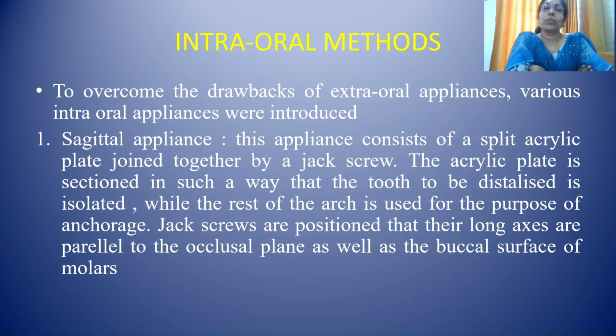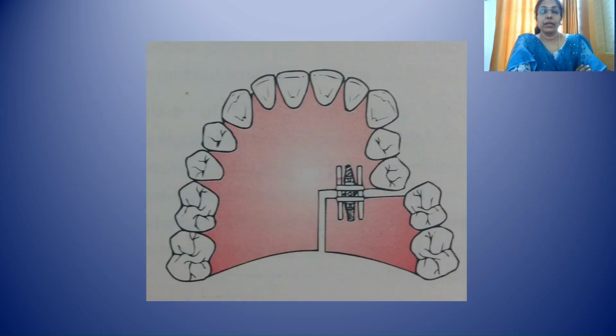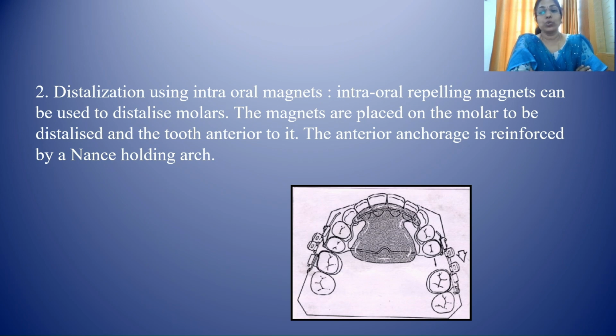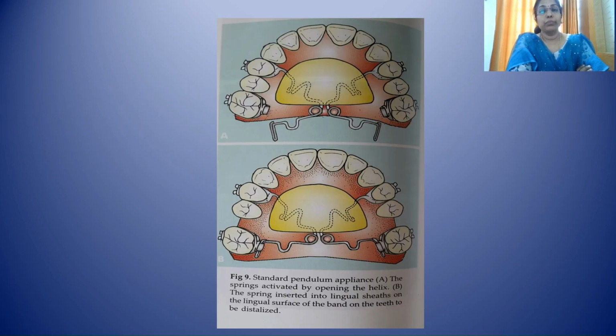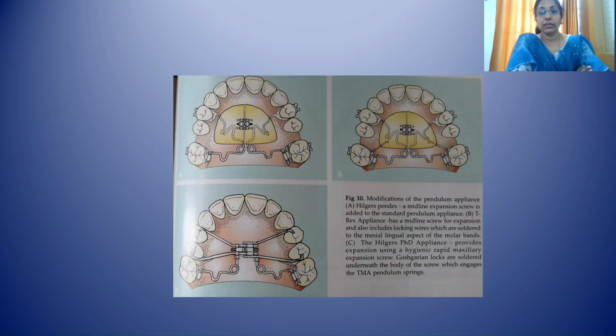Now, what are the intraoral methods of distalization? To overcome the drawbacks of the extraoral appliances, various intraoral appliances were introduced. That is sagittal appliance. Then this is a sagittal appliance used for distalization. Then distalization using oral magnets. Pendulum appliances. Then modifications of pendulum appliances are there. Okay, that is Hilger's Pendex, Hilger's PHD appliance. Okay, or then T-Rex appliance.